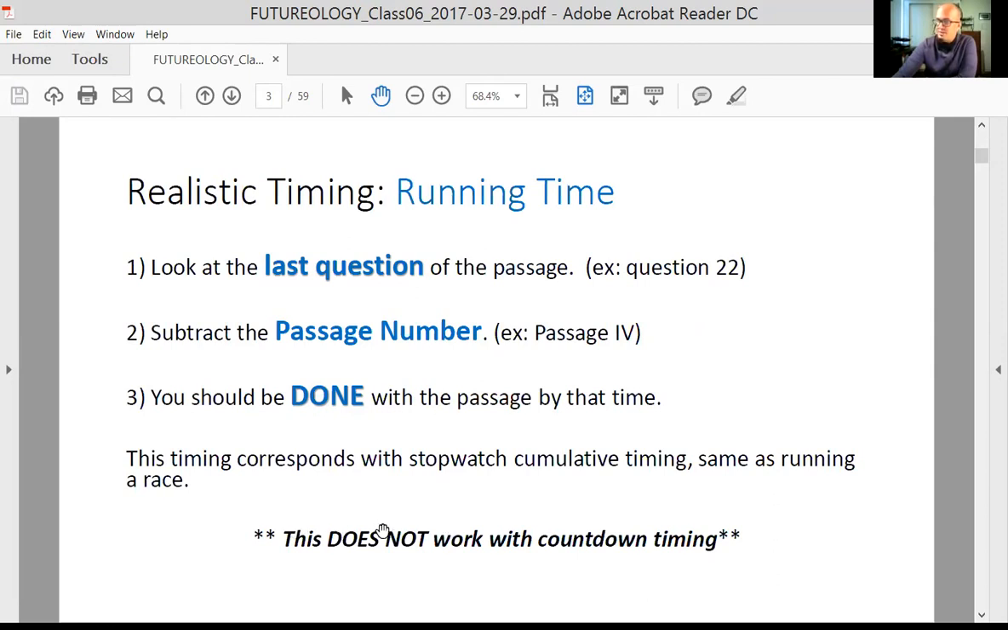I just want to reiterate, this does not work with countdown timing. So if you have a fancy ACT watch, I'm afraid that's not going to work with this type of timing. You need a watch that counts forwards, not downwards. It needs to go 1, 2, 3, 4, 5, up to 30 minutes, not from 35 minutes down.